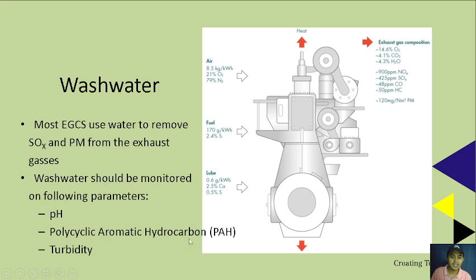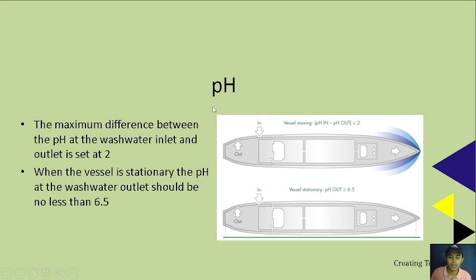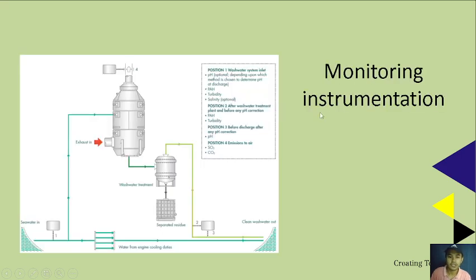Polycyclic aromatic hydrocarbon, PAH. If the hydrocarbon is too much, we need to do something. And turbidity. The cleaner the water, the clearer you can see through it, the better. If the turbidity is high, we should do something. Okay, so monitoring instrumentation. So we have a monitor here.